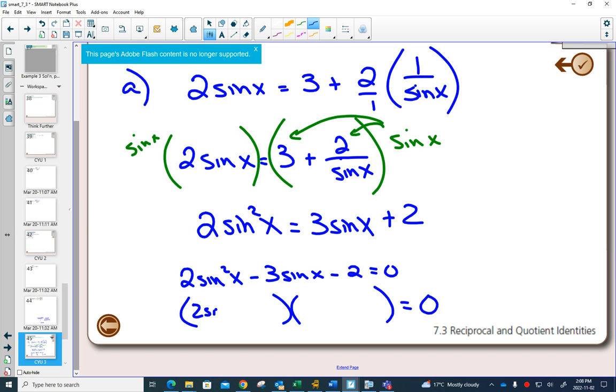Hopefully you're getting good at factoring. Has to be 2 sine x and sine x. We need the outside and the inside to make 3. So I would need my outside here to be 2 to make 4, and inside 1. I need a negative 3, so my 4 would have to be negative, my 1 would have to be positive.